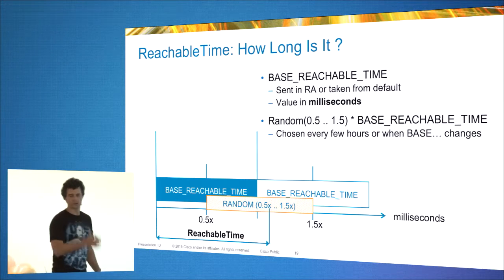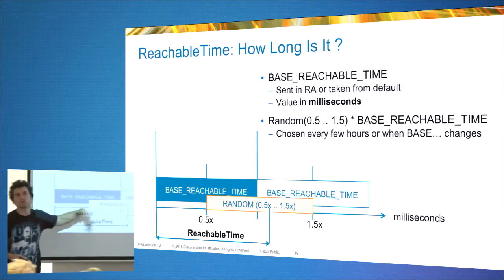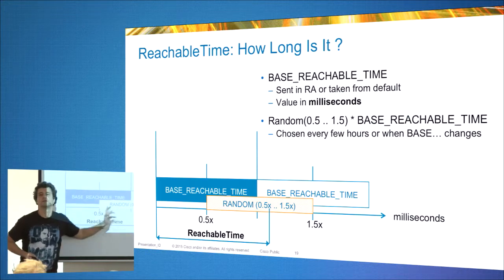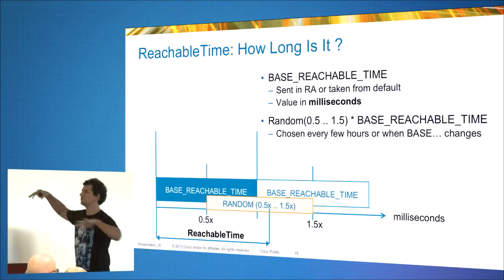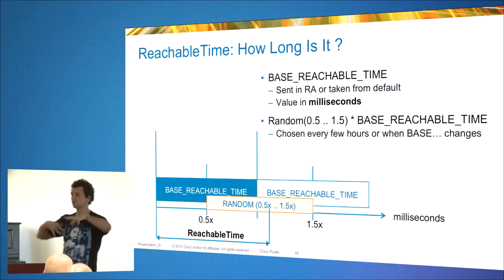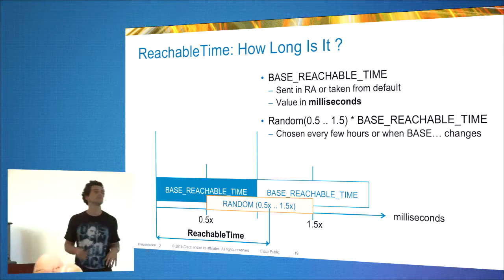Every few hours, or when we reconnect, we pick another random value. So why do we do that? To ensure that there is no synchronization between different hosts on the same segment. So we want to ensure that all these probes are distributed.